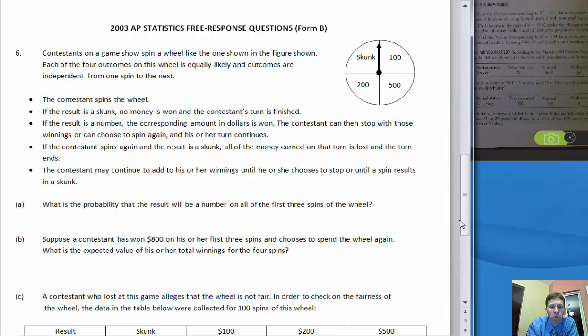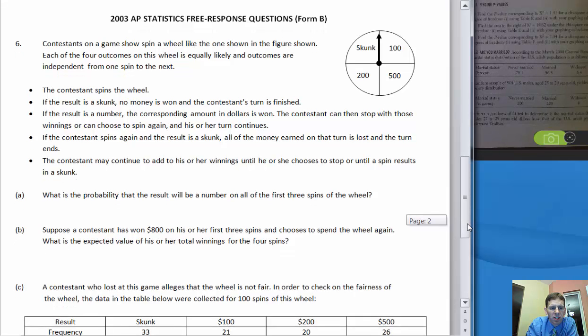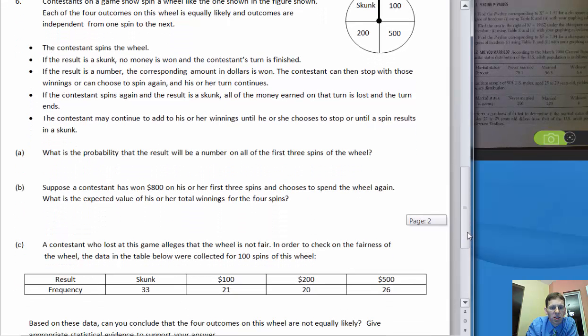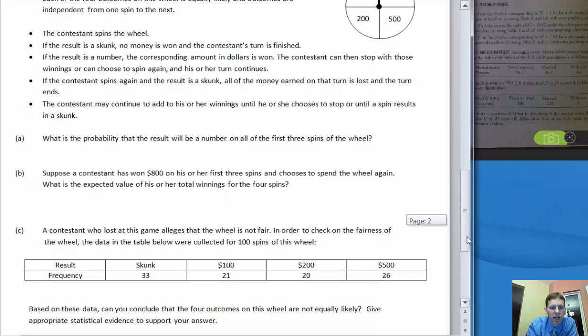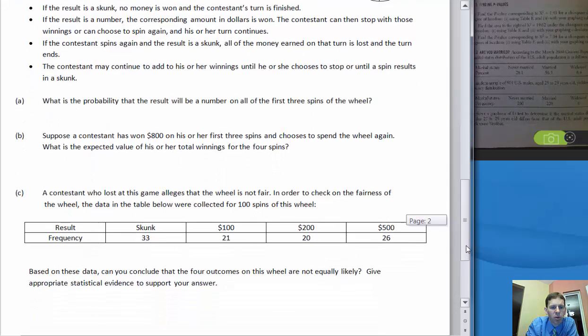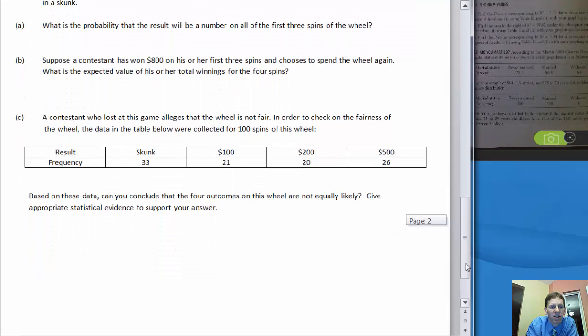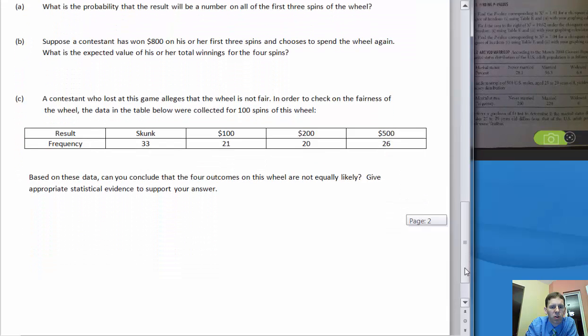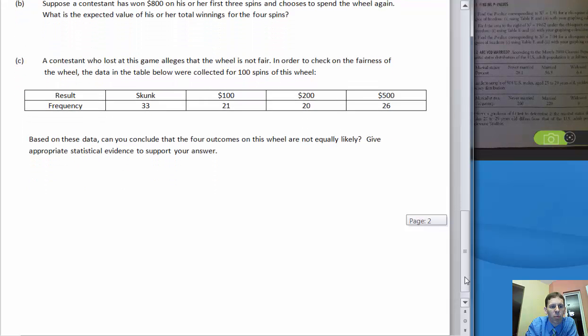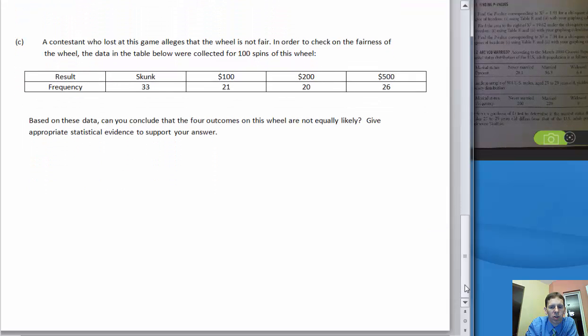Now what we're actually going to do is bypass parts A and B and move right into part C. Part C says a contestant who lost at this game alleges that the wheel is not fair. In order to check on the fairness of the wheel, the data in the table below were collected for 100 spins of the wheel. Based on these data, can you conclude that the 4 outcomes on this wheel are not equally likely? Give appropriate statistical evidence to support your answer.